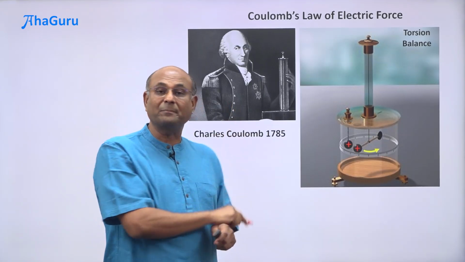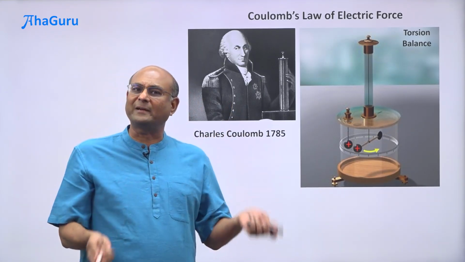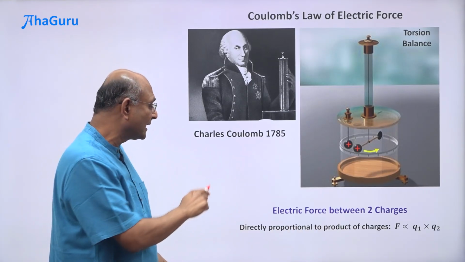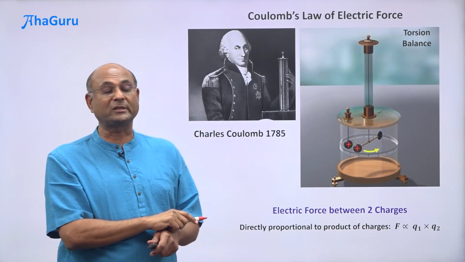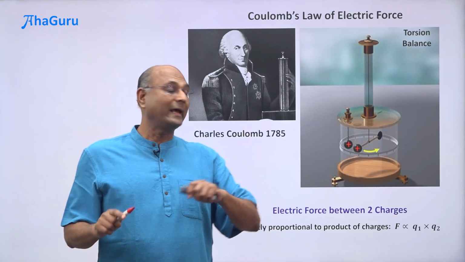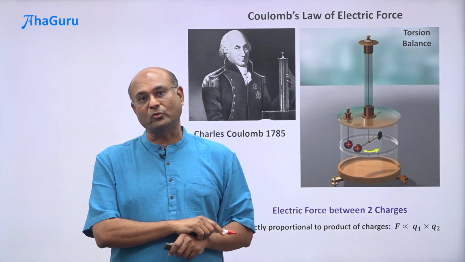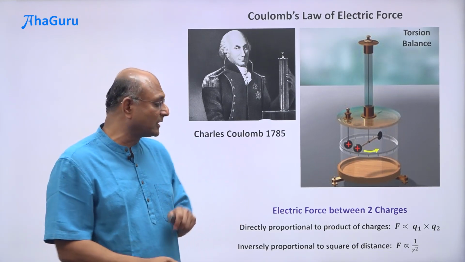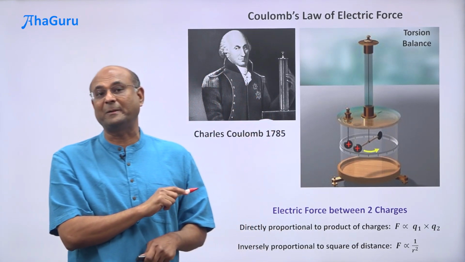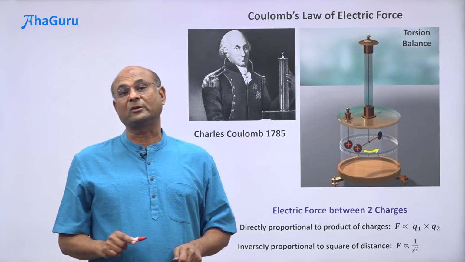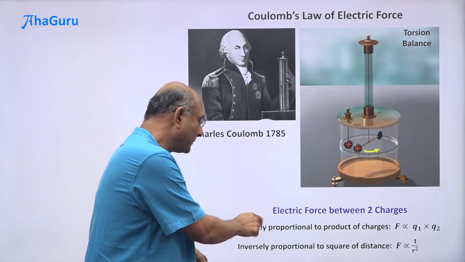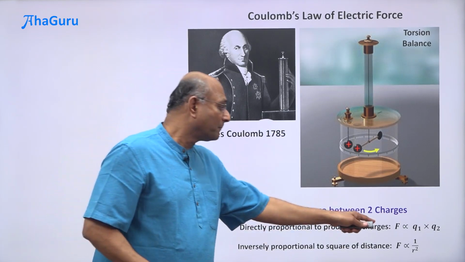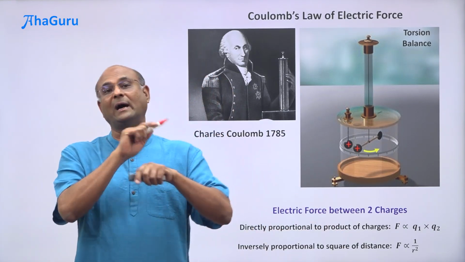So using the torsion balance, Coulomb did a lot of different experiments, and he found out that the electrical force between two charges is directly proportional to the product of the charges. F is proportional to Q1 into Q2. The force is also inversely proportional to the square of the distance between them. F is proportional to 1 by r square.